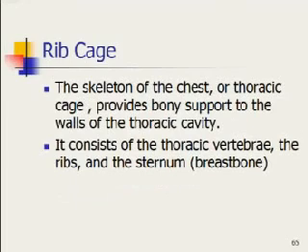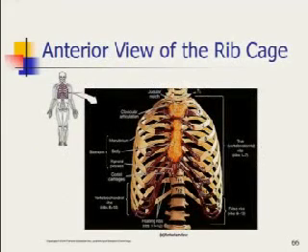The rib cage, the skeleton of the chest, or the thoracic cage, provides bony support to the walls of the thoracic cavity. It consists of thoracic vertebrae, the ribs, and the sternum. This is an anterior view of the rib cage. You can appreciate the connection between the ribs and the sternum.